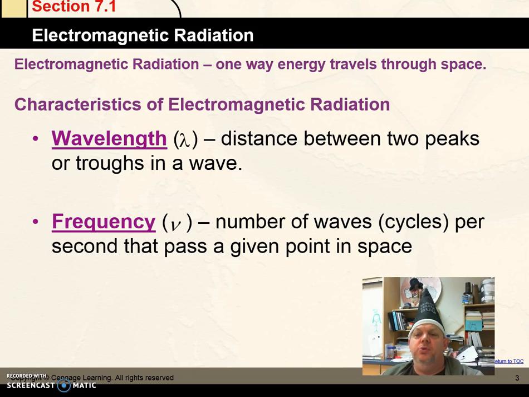We also have the frequency, which is the number of waves, which you can also count as cycles, in a second that will pass a given point in space. Frequency is represented by the letter nu, not to be confused with velocity, which we have found elsewhere in chemistry, but that's a funny looking V there.